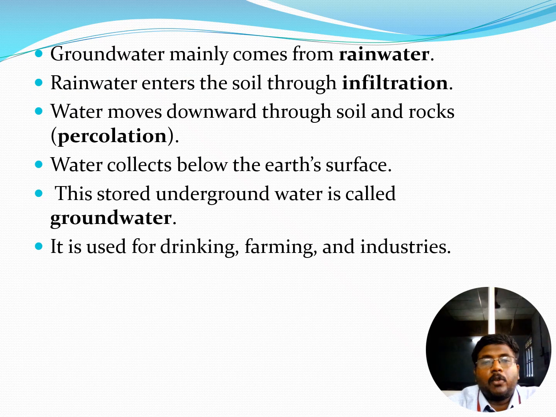Next, we see that groundwater mainly comes from rainwater. Once the rainwater enters the soil through infiltration, which is a process due to the presence of pores in the soil or sand particles, the rainwater directly moves in the downward direction through the soil.